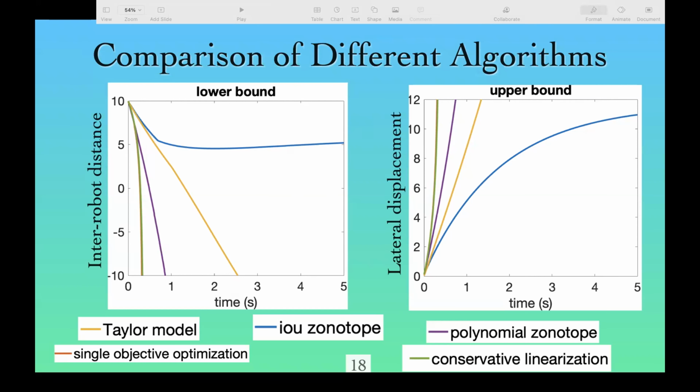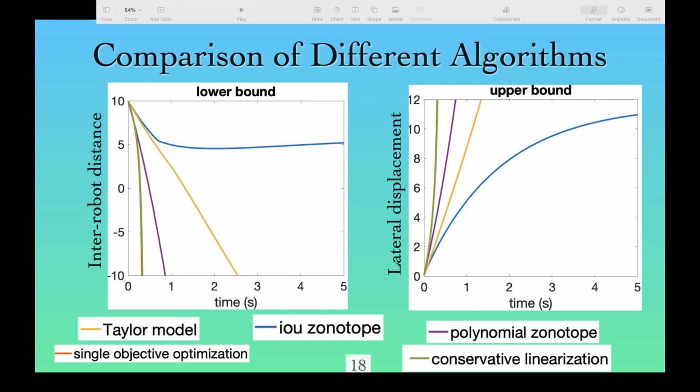The Taylor model was implemented in Flow*, and polynomial zonotope and conservative linearization were implemented in the CORA tool. The IEO zonotope is a new algorithm which I'm going to talk about tomorrow. It was initially implemented in C++. Then I used Julia, and the results were very good with Julia, I mean, the comparison of the times and all. So that will be discussed later.